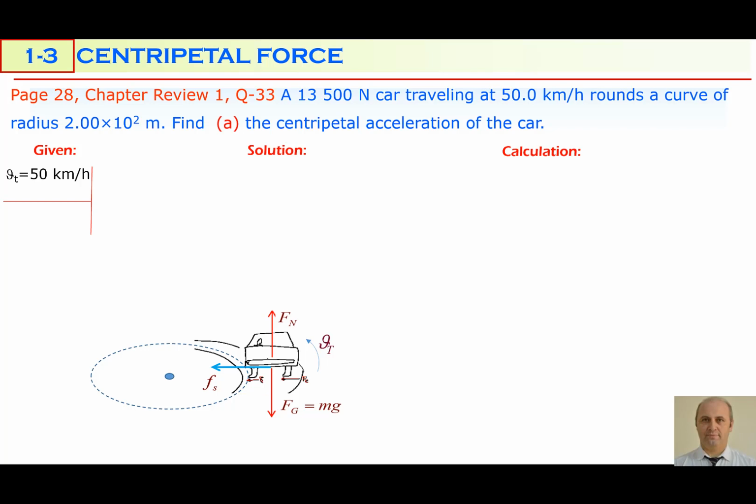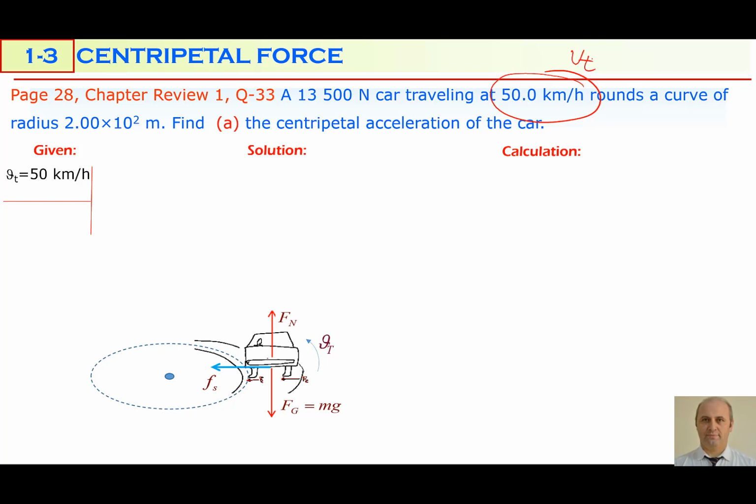So we are going to use the equation for centripetal acceleration, which is a_c equals v_t squared over r. But v_t, the tangential speed, in here is given in kilometers per hour. Kilometer per hour is not an SI unit. That's why we should first convert kilometer per hour to meter per second. After that, we should continue solving.